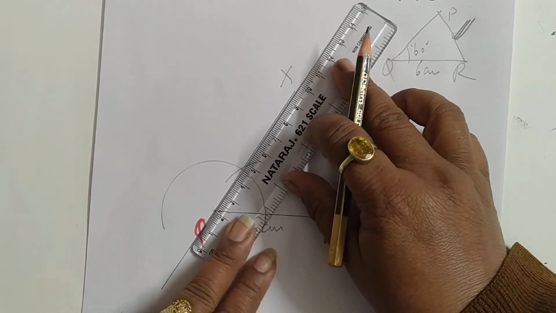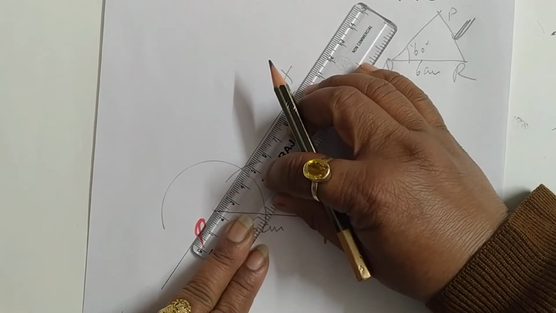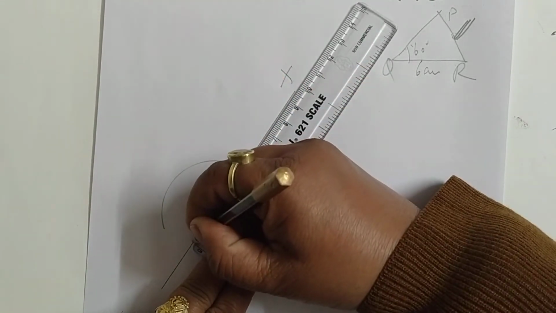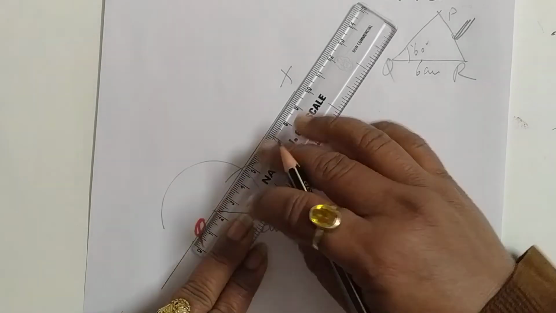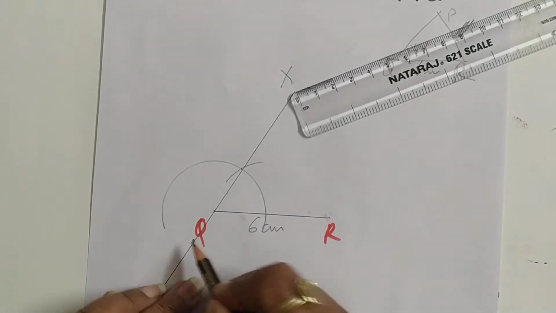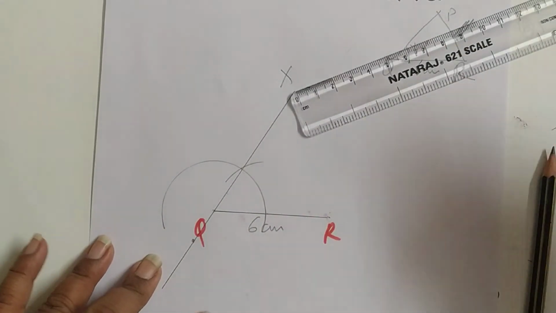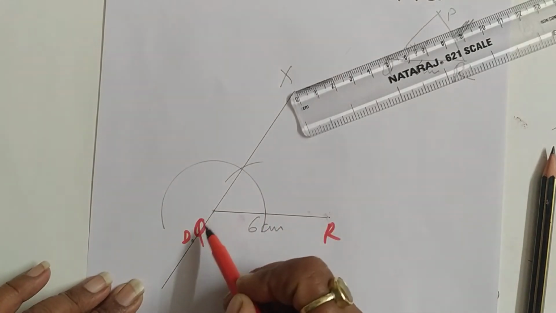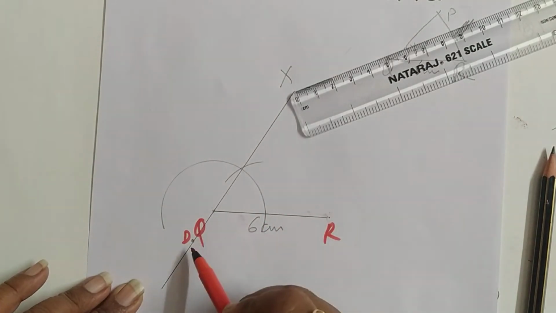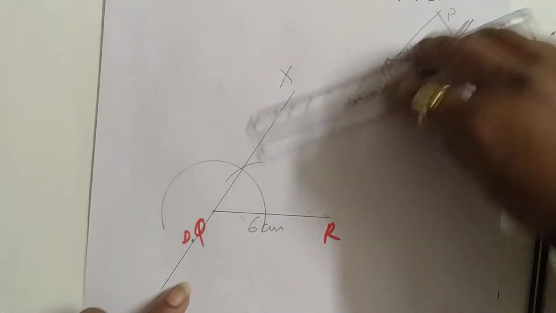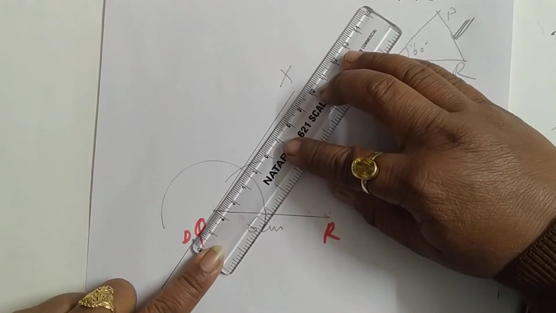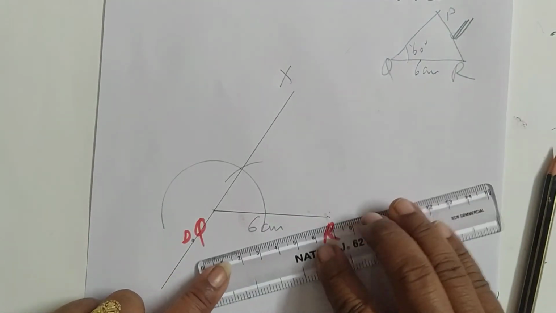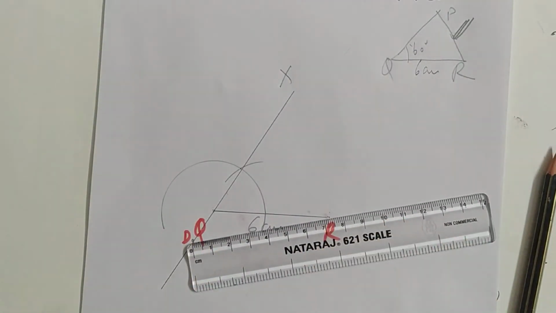So here, this one is the 2 centimeter. Okay, now this is the point D that we will give. Yes. So this point is Q. So QD is equal to 2 centimeter. We can check it again. Yes, this is. Now we have to join this D to R.